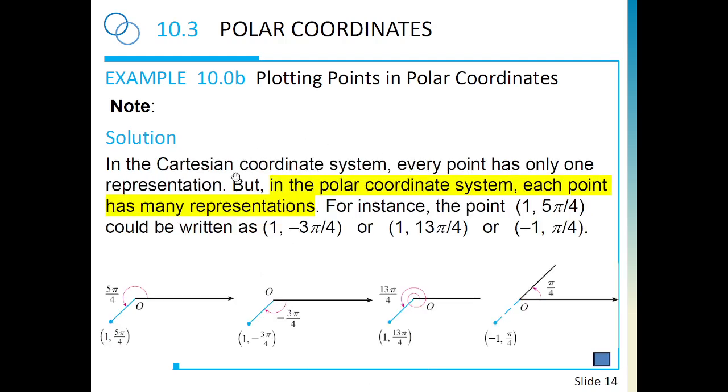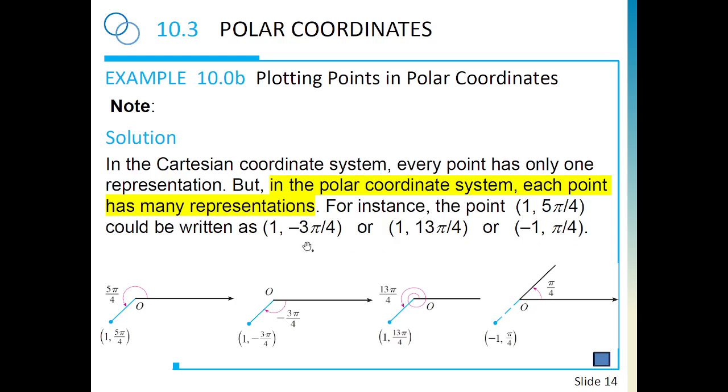So here, we know that in Cartesian coordinates every point has only one representation, but in polar coordinates we just realized that one point can have actually infinitely many representations. As soon as we have one of them, we can keep adding 2 pi or subtracting 2 pi from the angle and we'll get the same point. And then we also realize that if we change the r from positive to negative and we add pi or subtract pi from the angle, we will get the same point.